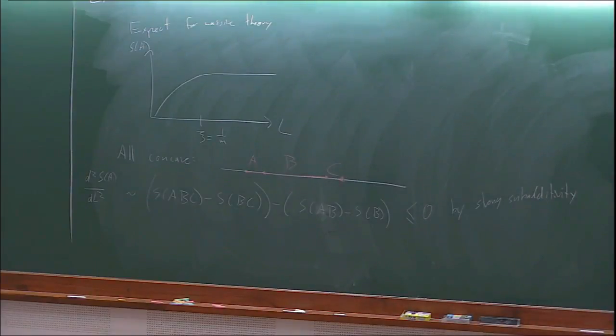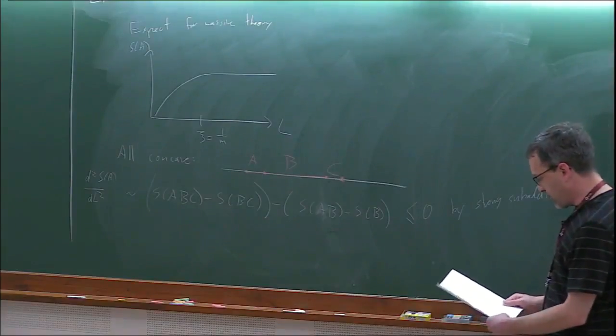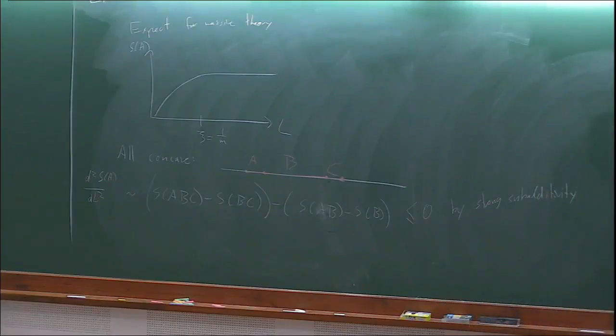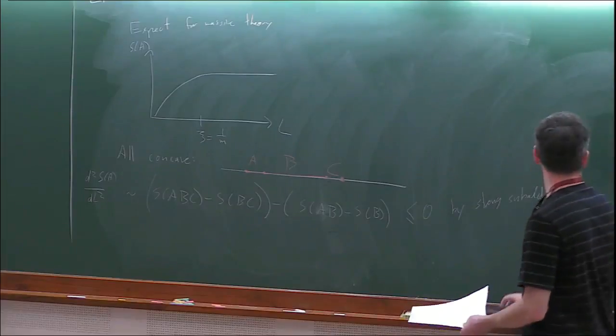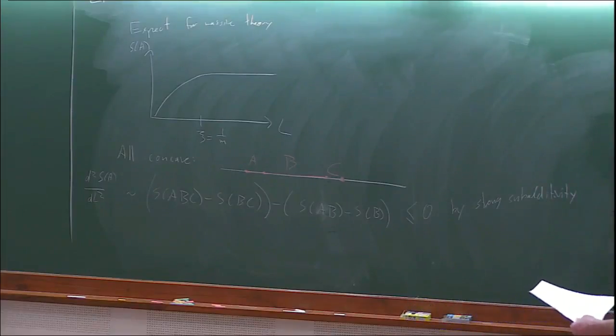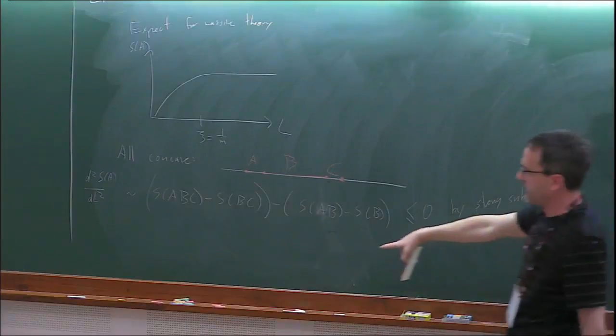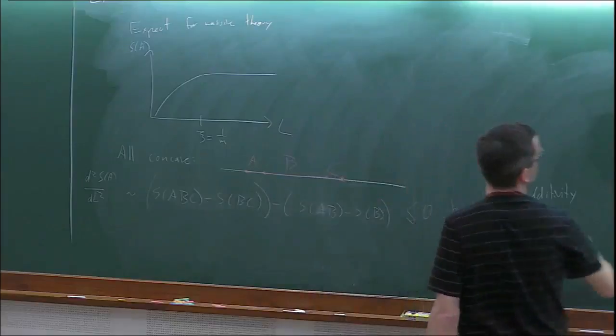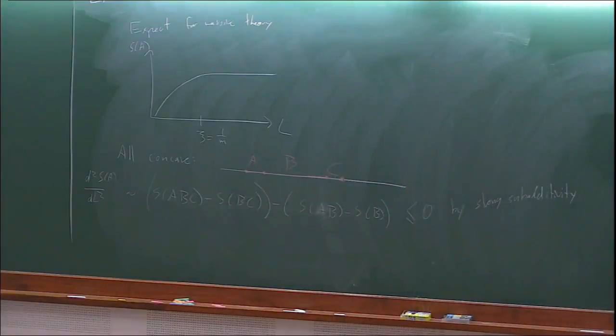Now, so far, this is just trying to understand why we always got a concave function. But you can actually do much more than that with strong subadditivity. And in particular, this is the last thing I'll do. You can use relativity. This argument applies in a non-relativistic field theory. The entanglement entropy will always be concave in any field theory. But if we use relativity, then you can be quite clever.